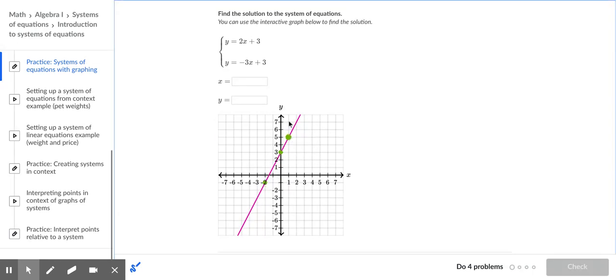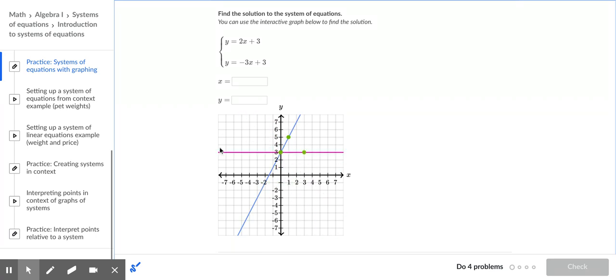This, where they cover each other up, would be infinitely many solutions, because no matter where you are on these lines, they are the same. They're the same equation, essentially. One more thing I want to talk about.